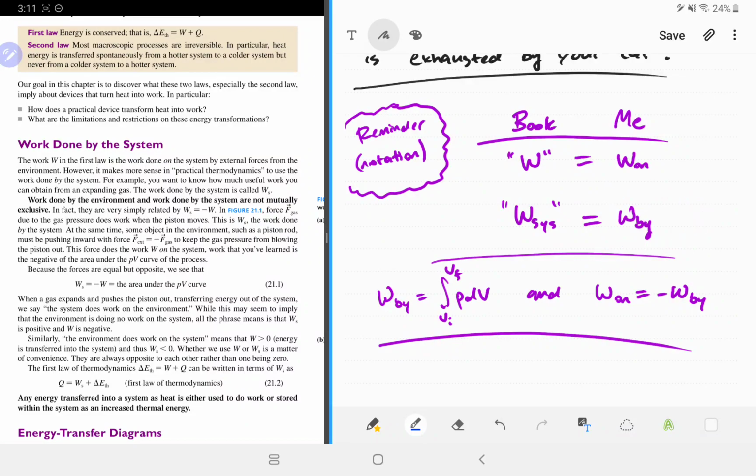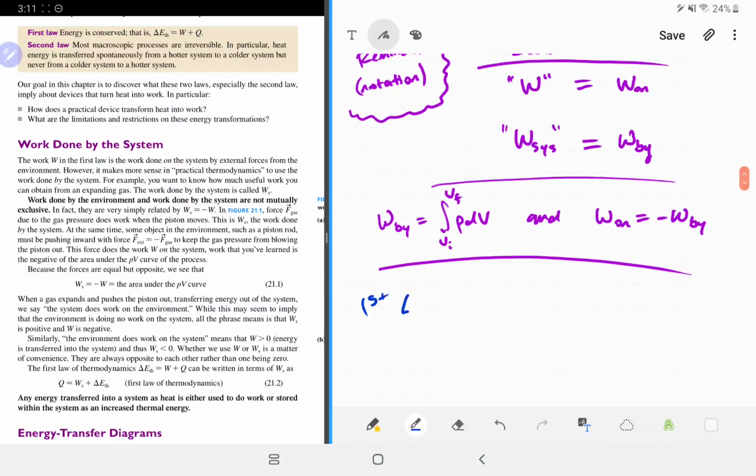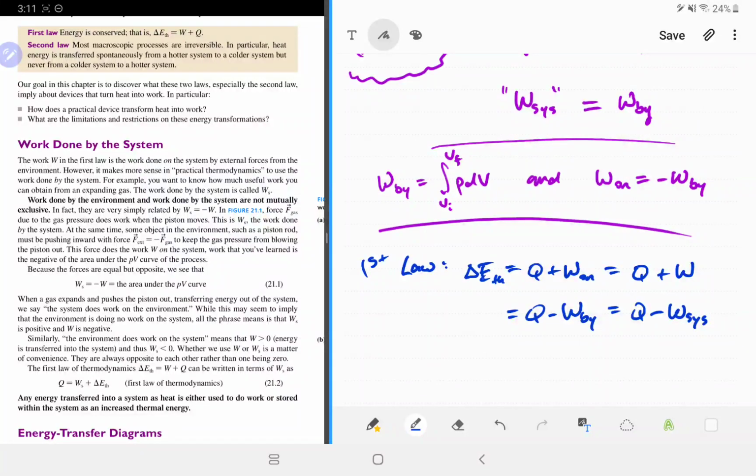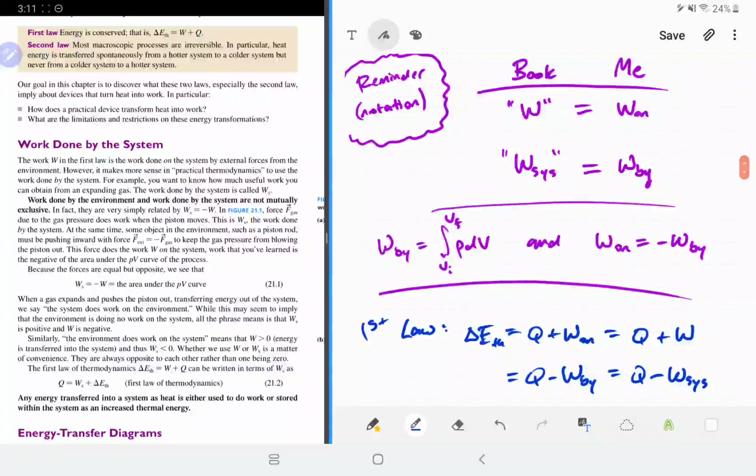In terms of the first law of thermodynamics, you can write it several different ways depending on whose notation you're using. So you could use delta E thermal is Q plus the work done on the gas. Your book calls this Q plus W. You could also call it Q minus the work done by the gas, and your book would call that Q minus W_sys. So you see the way that all of these are related. I'm using the ones on the left right here. Your book uses the ones on the right, but it's all different ways of saying the same exact thing.